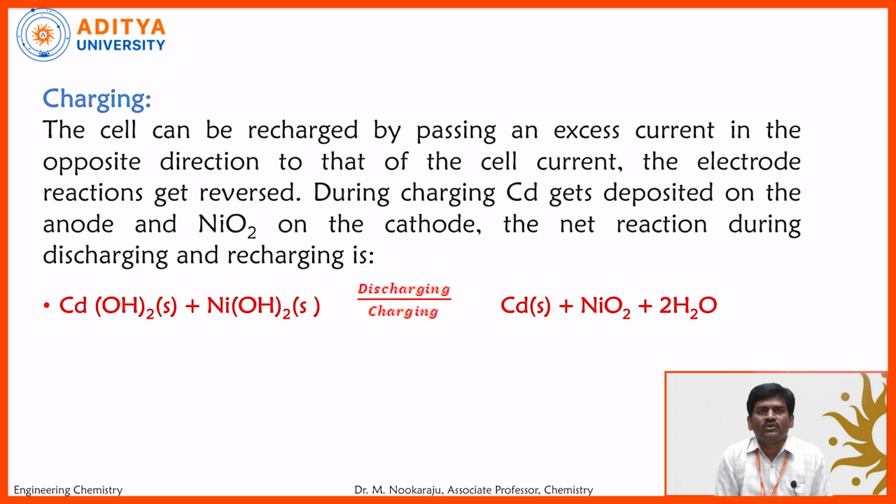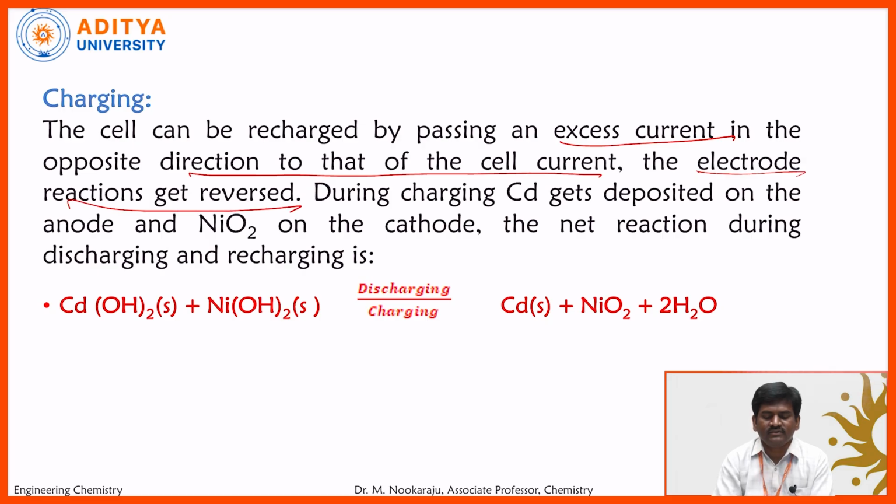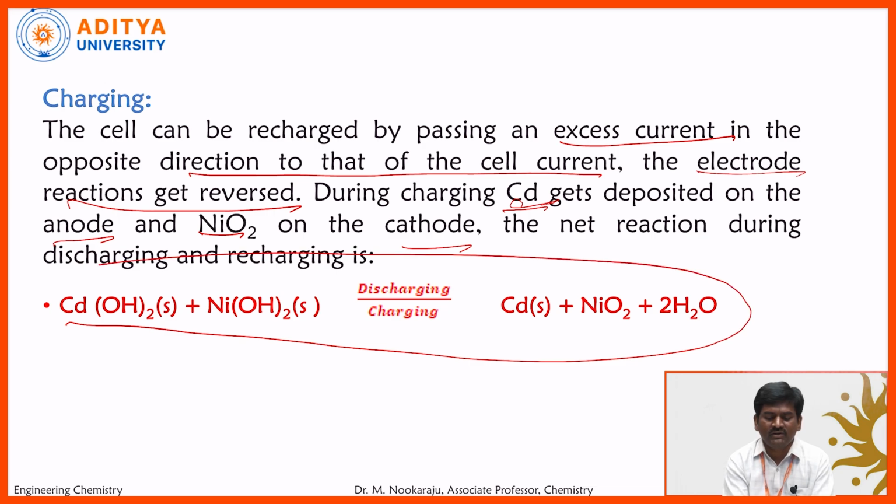So during the charging process, it is going to work as an electrolytic cell. The cell can be recharged by passing excess current. That means we are going to give around 5 volts or 6 volts from our external cable, in the opposite direction to that of the cell current, so the electrode reaction gets reversed. During charging, cadmium gets deposited on the anode and nickel oxide on the cathode. The reaction is exactly reversible to that of the discharging reaction.